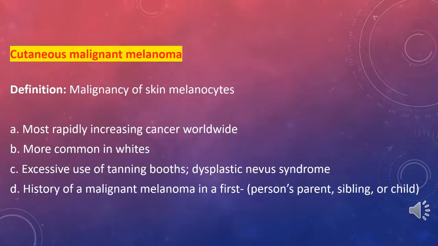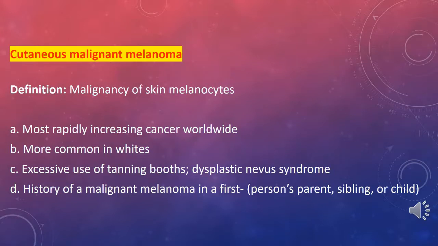So this is cutaneous malignant melanoma. It's the most rapidly increasing cancer worldwide, more common in whites as compared to blacks, and the age is around 50 or more. The most important risk factor for this is exposure to sunlight. A family history is also very important in this case, with around an 8 to 10% risk.